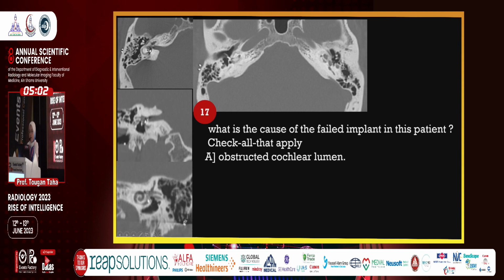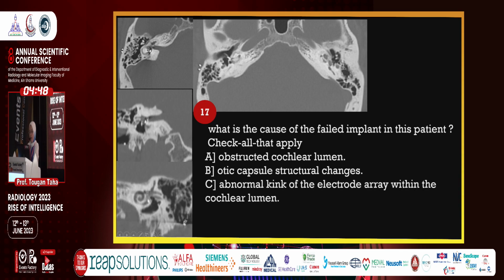My next case, what is the cause of the failed implant in this patient? Check all that apply. It is obstructed cochlear lumen, otic capsule structural changes, abnormal kink of the electrode array within the cochlear lumen, unsuitable type of the implant. Please answer.